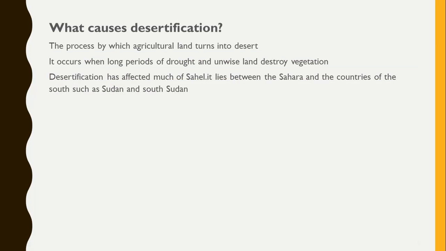We have a very huge problem in East Africa which is called desertification. Desertification is the process by which agricultural land turns into desert. It occurs when long periods of drought and unwise land use destroy vegetation. Desertification has affected much of the Sahel. It lies between the Sahara and the countries of the south, such as Sudan and South Sudan. It is a very huge problem because it destroys agricultural land and turns it into desert.